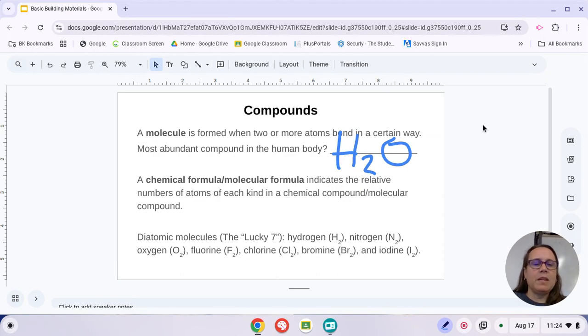There's a way to remember these. I'll show you here in a moment. I call these the lucky seven. So you'll hear me refer to them as the lucky seven quite a bit. There are 7 total. So if you count what we have there, hydrogen, nitrogen, oxygen, fluorine, chlorine, bromine, and iodine, there's 7 total.